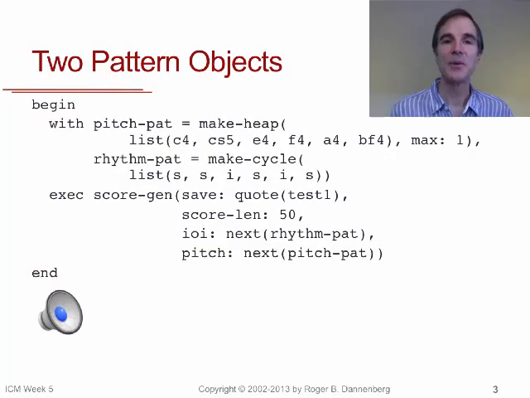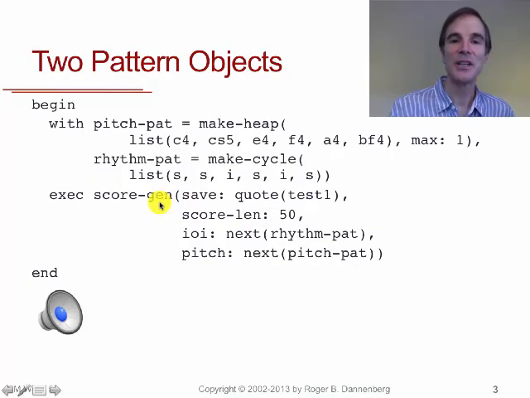Here is an example of a score using two different pattern objects. We're going to use make heap to select pitches. So we'll play randomly pitches from this list, C, C sharp, E, F, A, B flat. And we set max to 1 to prevent us from ever playing the same pitch twice. And then for the rhythmic pattern, we're using a cycle, which is 16th, 16th, 8th, 16th, 8th, 16th.